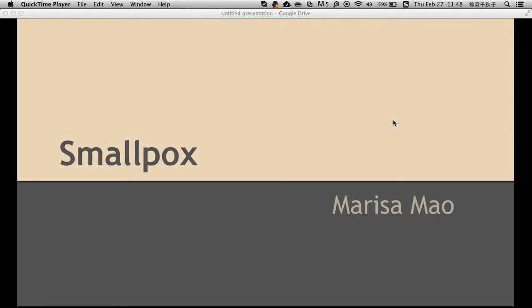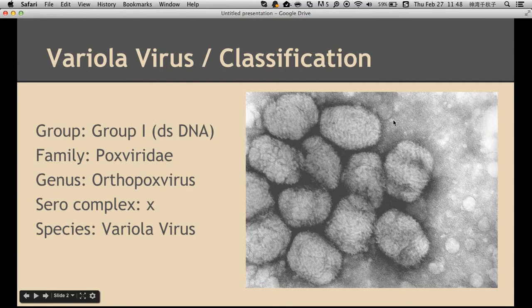The disease I'm presenting today is smallpox. The family of the virus is Poxviridae, and the genus is Orthopoxvirus. Its species is variola virus. Here is an image of the virus.